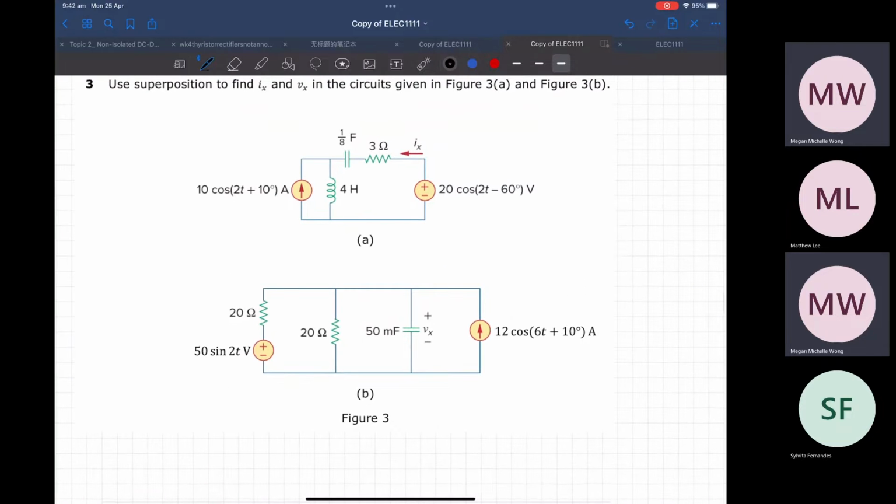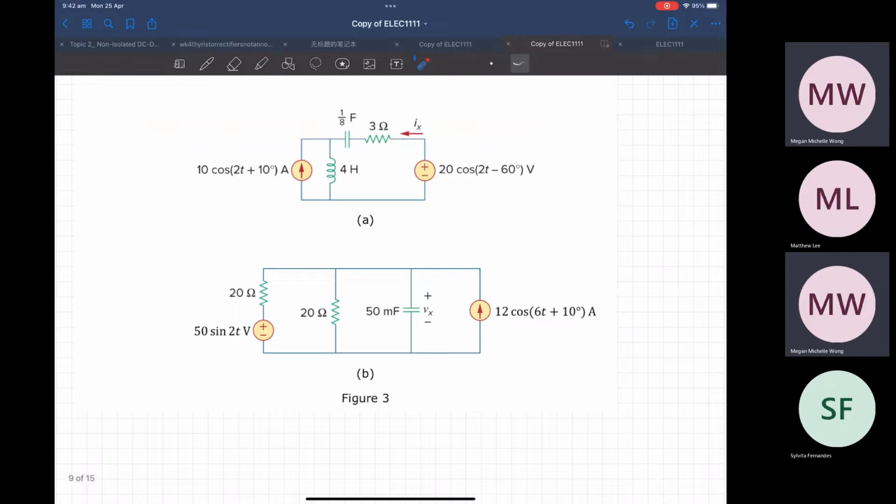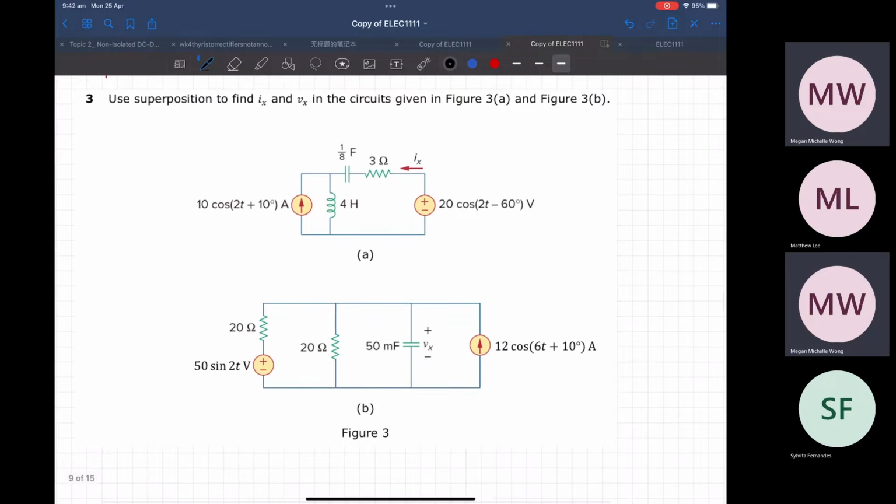Okay, cool. So it says use superposition to find Ix and Vx. Why do you need to use superposition? Because in this example, you have two sources. And when you have two sources, especially in the second example, with different omegas, you have to solve it separately with one source on and the other one off, and then you add it up at the very end. So I guess I'll just do B because A is pretty much the same.